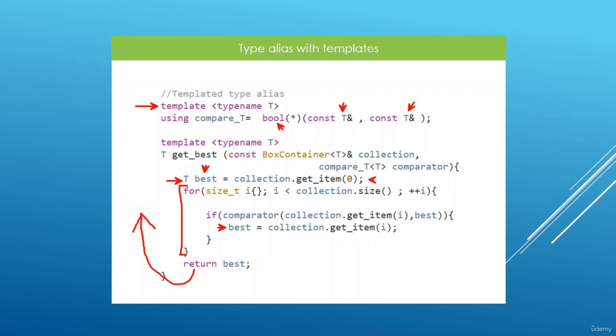Now, at runtime, when we call this function here, we will specify which type our box container is storing, and everything is going to fall in place. We can use this function on a box container of std strings. We can use this on a box container of ints. We can use this on a box container of dogs or items. The only requirement is really to be able to compare the items that are contained in our box container using this comparator here, which is going to be taking two items. And this is really cool.